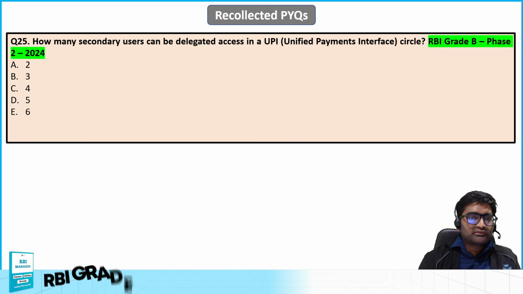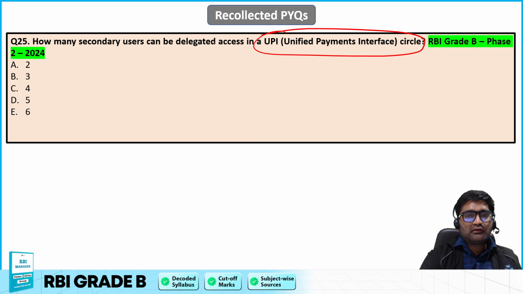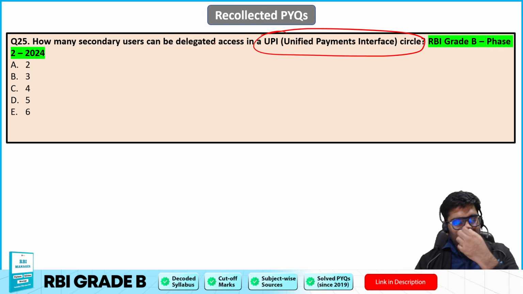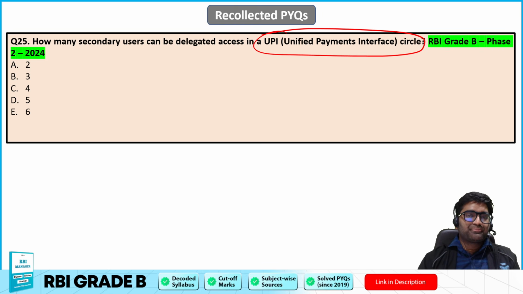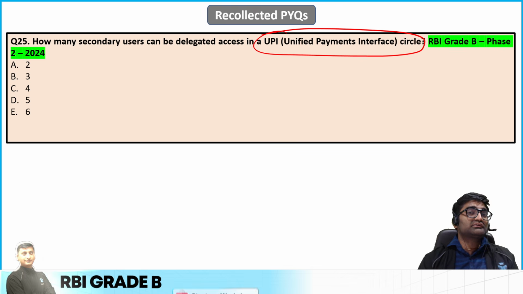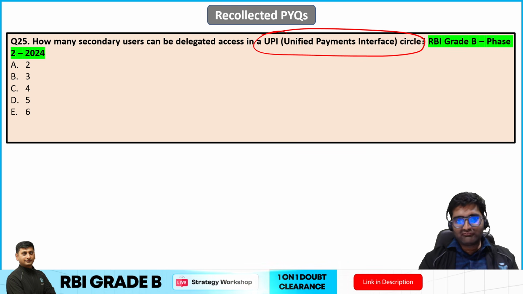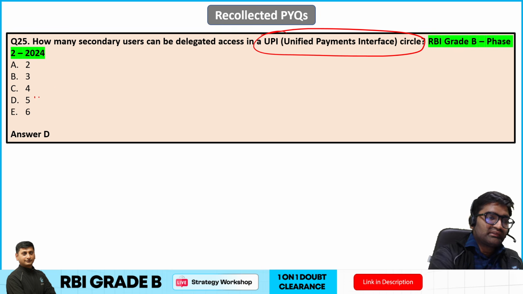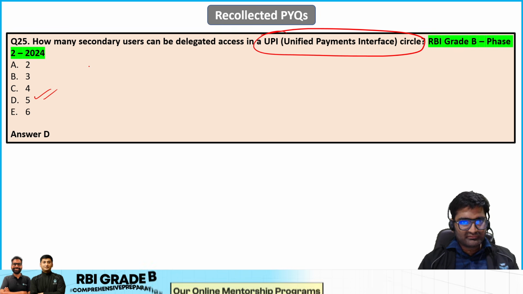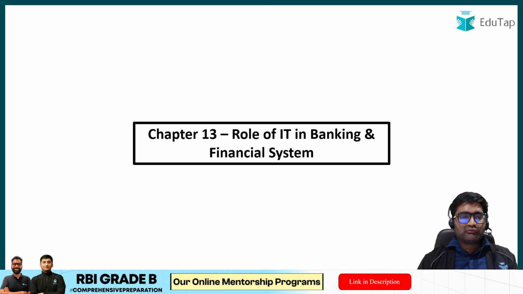How many secondary users can be delegated in the UPI Circle, the Unified Payments Interface Circle? How many secondary users? Tell me. Please pause the video and tell me. We have discussed this, isn't it? Yes, absolutely. If you have answered D, 5, that is absolutely the right answer. Okay. Now moving to the last chapter, role of IT in banking and financial system.